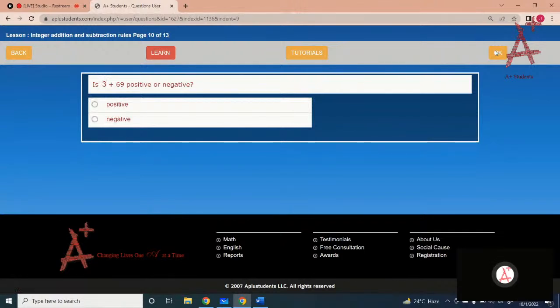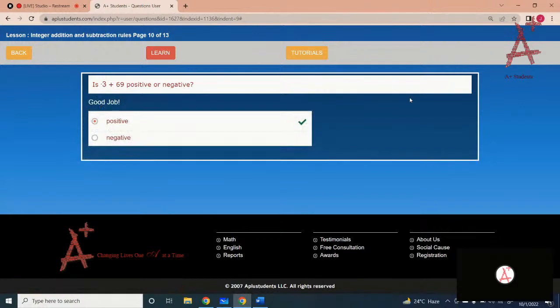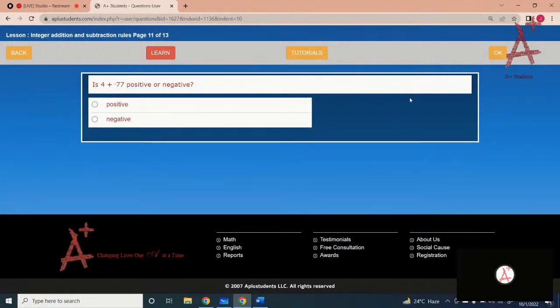Okay, is negative 3 plus 69 positive or negative? Yes, 69 is greater in magnitude. So the answer must be positive. Okay, is 4 plus negative 77 positive or negative? So 77 is the greater one and has greater magnitude, so it has a negative sign. So the answer must be negative.